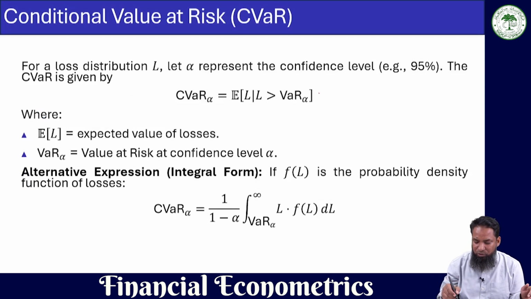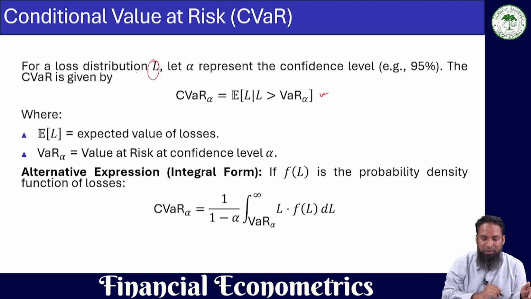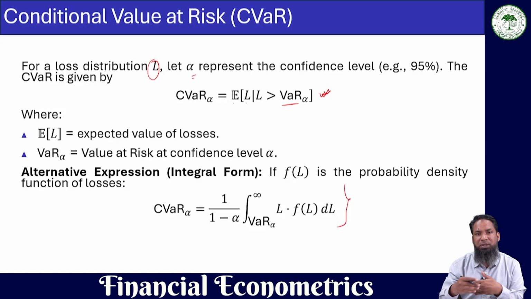And we use this particular formula to calculate that. Here basically, let's assume that the loss distribution is L and alpha represents the confidence level. Then conditional value at risk could be calculated using the formula where we have the expectation of L, the distribution, given that it is more than the value at risk at the alpha threshold. So E[L] is basically the expected value and VaR alpha is the value at risk at the confidence level alpha. Or this could also be calculated using the integral or the probability density formula. However, both will give the same value here.